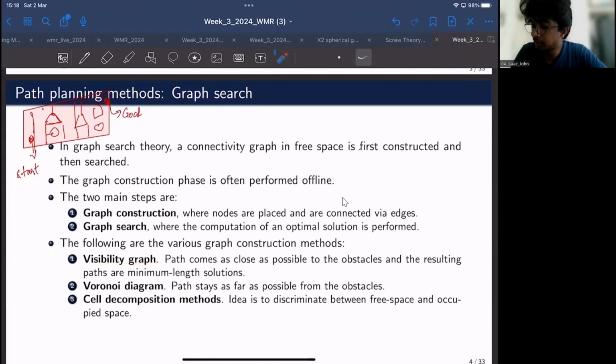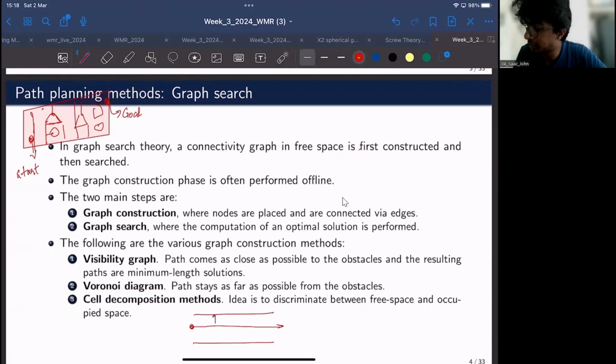The second method of graph construction would be the Voronoi diagram. This is exactly opposite to the visibility graph. Here, the path of the robot stays as far as possible from the obstacles. For example, if there are two walls like this, the robot will stay as far as possible from these two walls, so its trajectory would be somewhere in between.